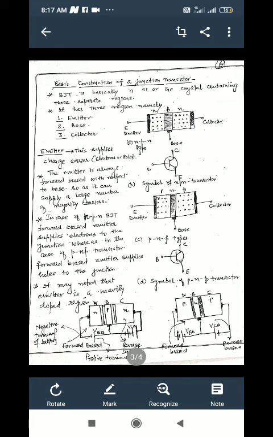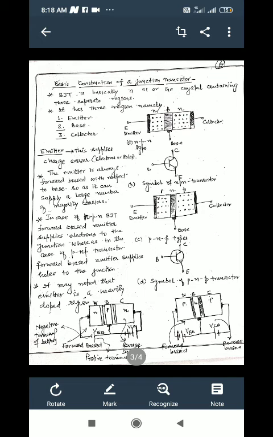Basic construction of a junction transistor. A BJT is basically a silicon or germanium crystal containing three separate regions: emitter, base, and collector. BJT is also known as a three terminal device. So we discuss each one. First of all, the emitter. This supplies the charge carriers. Charge carriers means electrons or holes.